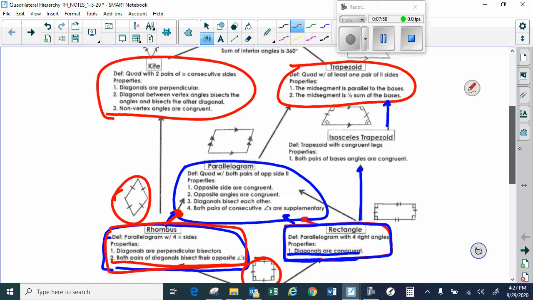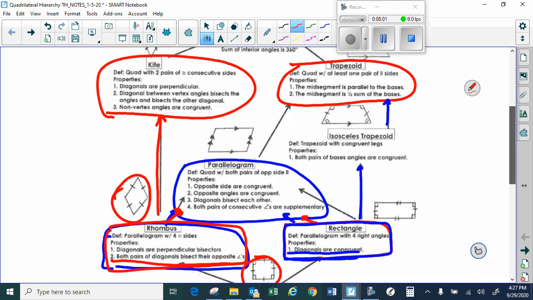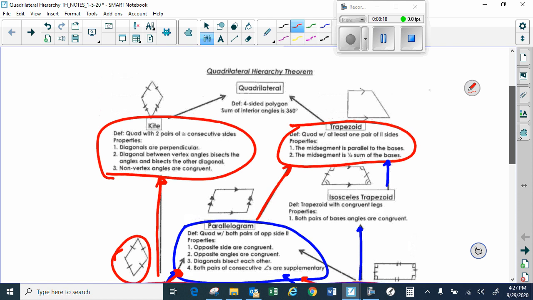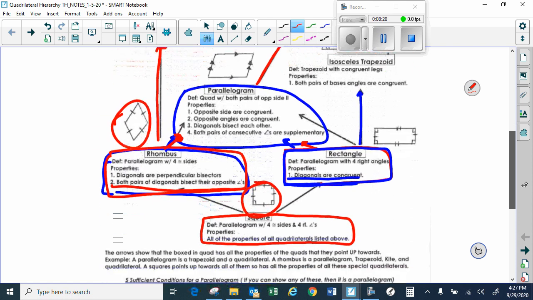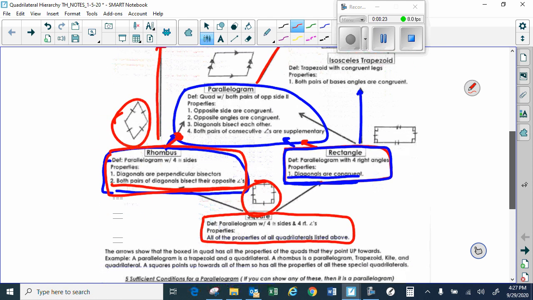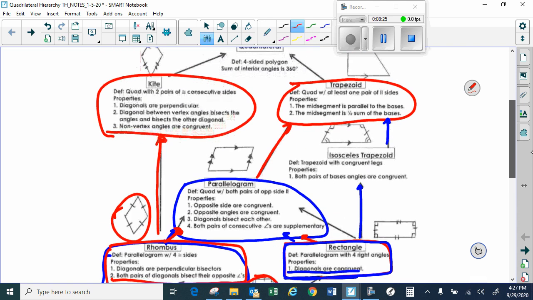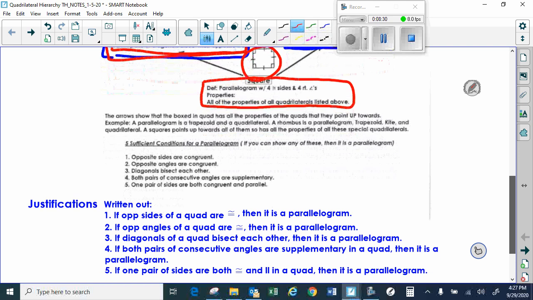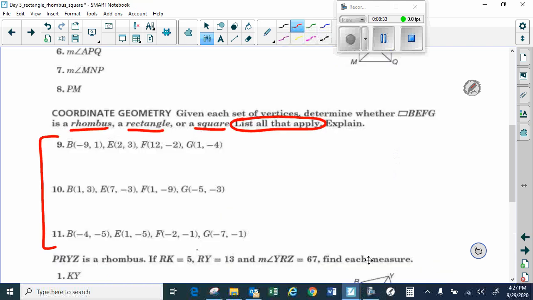But if you need to, you could also use kite if you couldn't get the information from rhombus or parallelogram. Remember, kite is above rhombus, so all the characteristics of kite are also true of a rhombus. And of course, then we go up this way as well. So all the characteristics of a trapezoid are also true of a rhombus. Just so you know that. So if it's not under rhombus and parallelogram, to get the information you need, then you go check kite and or trapezoid right there.